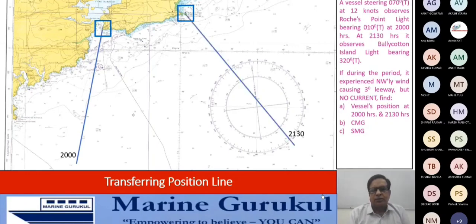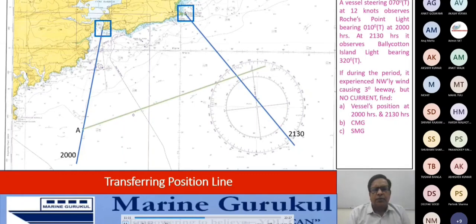Now beta, in this question you see all the rest of the items are exactly the same. The only difference is that we are having a northwesterly wind and it is causing a leeway of 3 degrees. That is the only difference. There is no current in this question. So we will see how we transfer the PL now, which we have already covered in the first discussion.